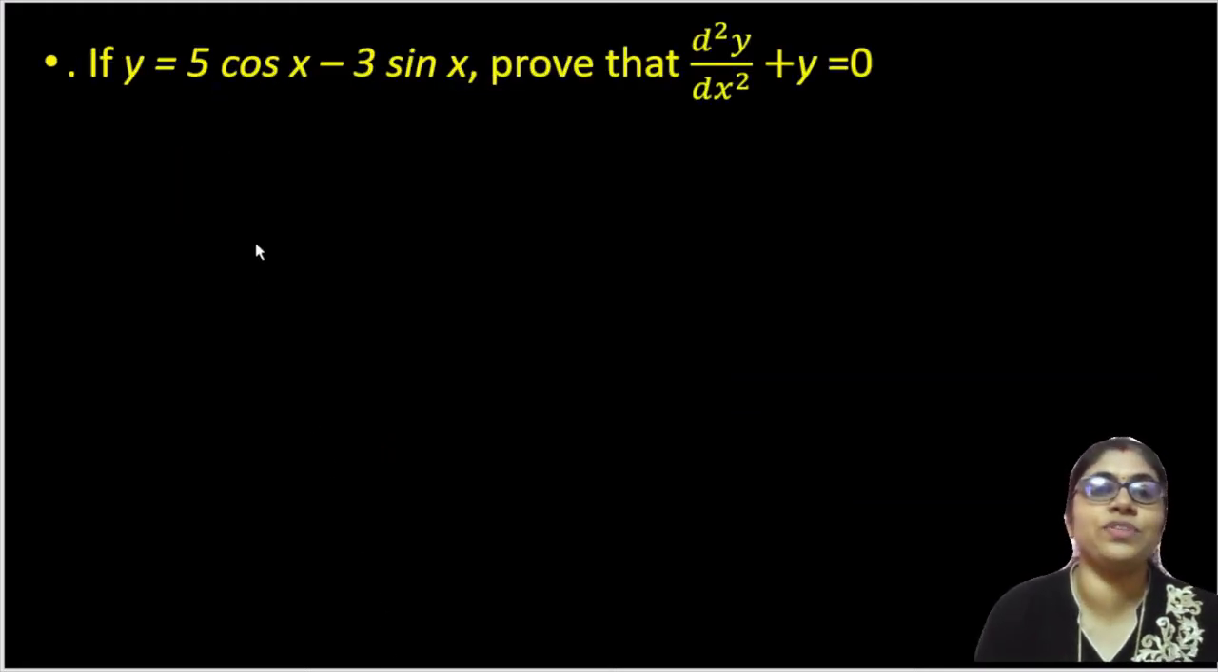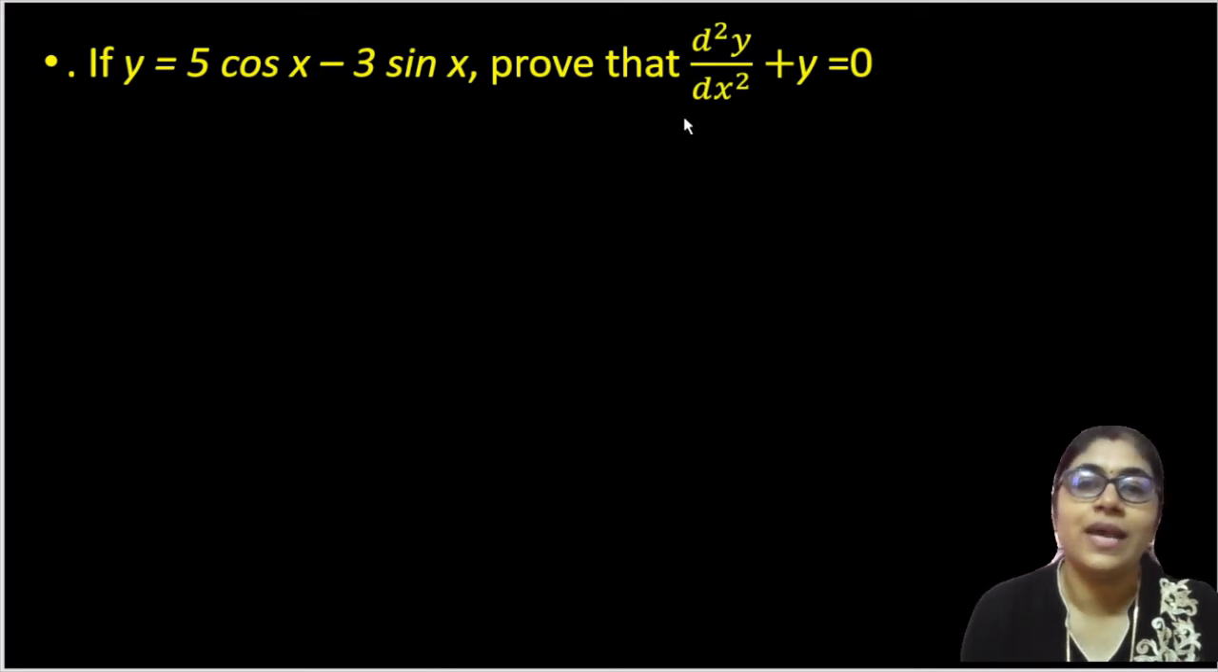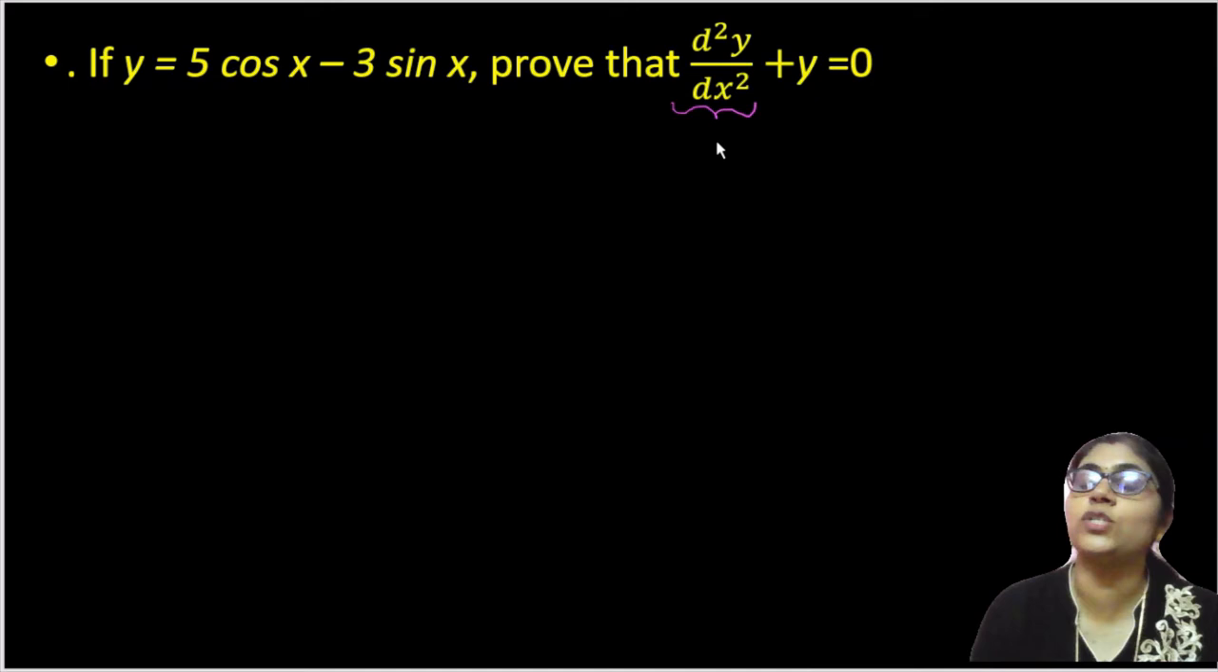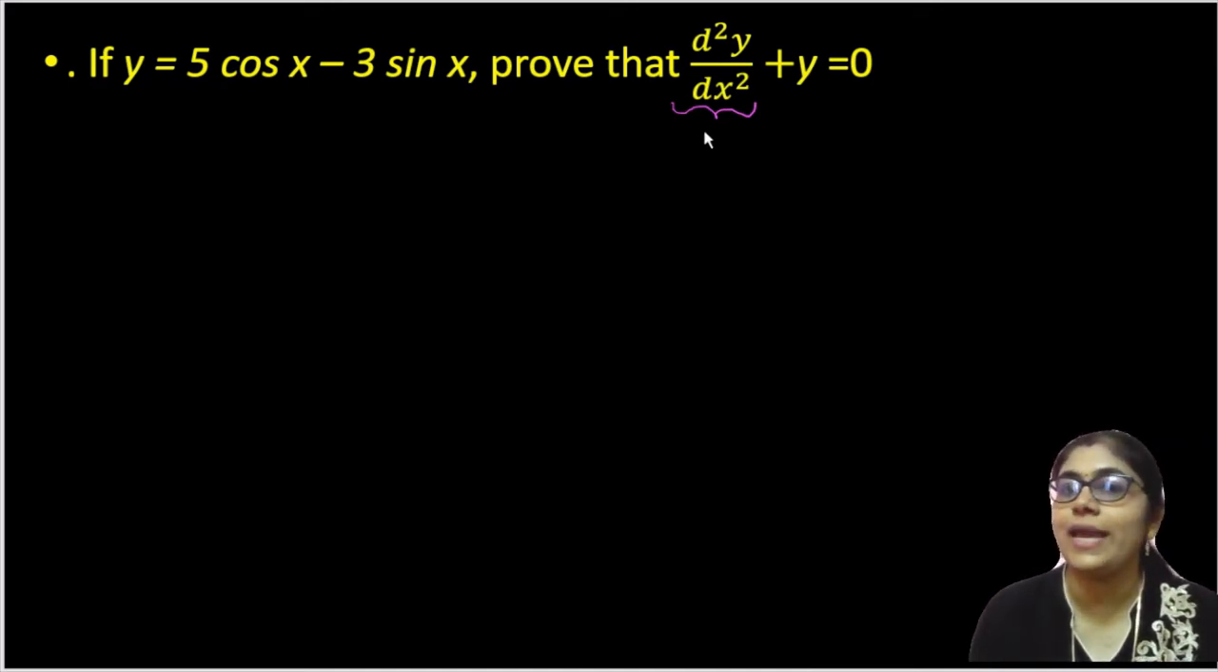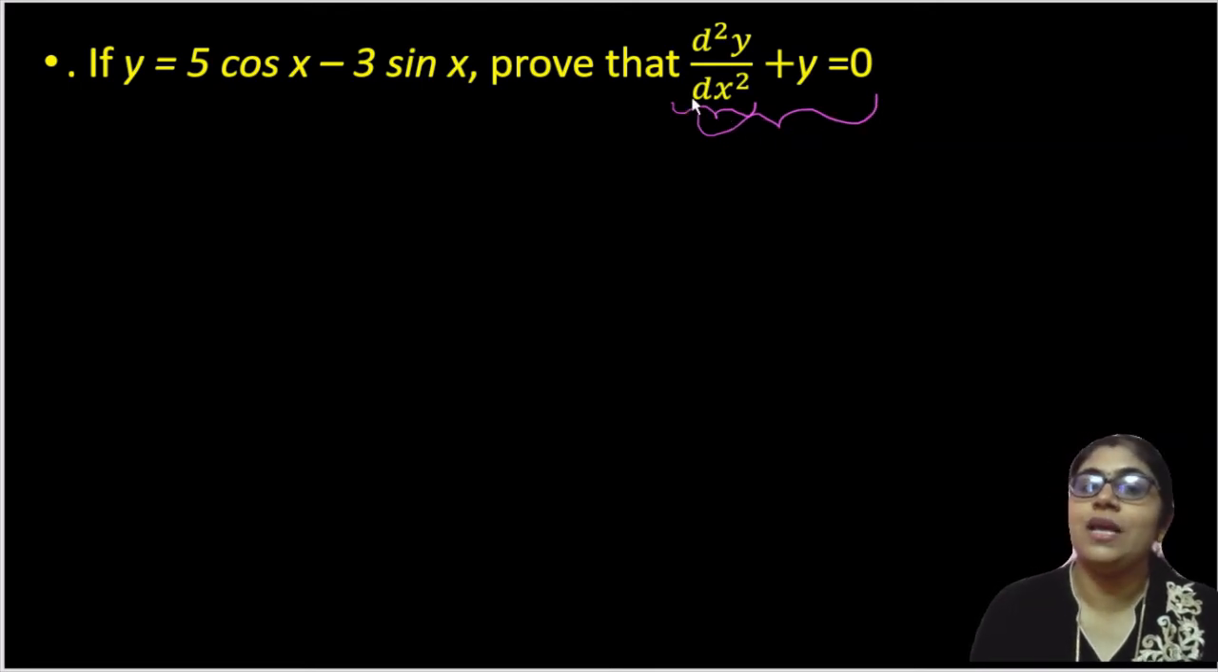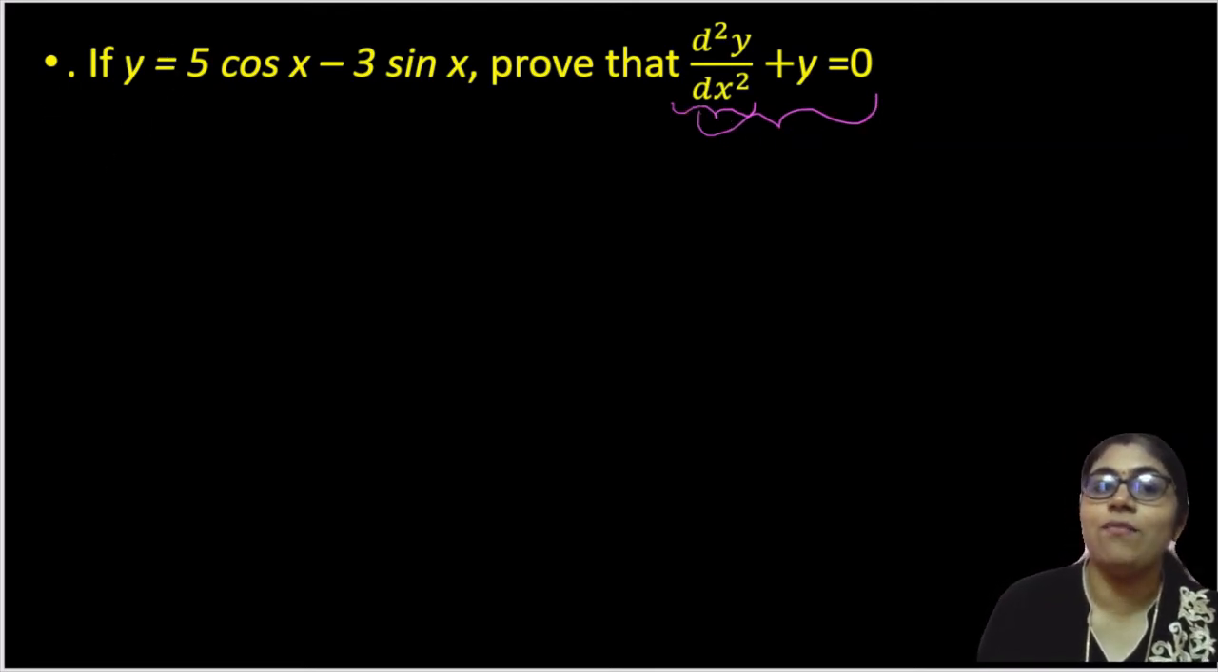Now let's move to the next question. If y is equal to 5 cos x minus 3 sin x, prove that d square y by dx square plus y equals 0. That means if we can prove d square y by dx square is equal to minus y, then we can prove this easily. So here y is given, y is equal to 5 cos x minus 3 sin x.